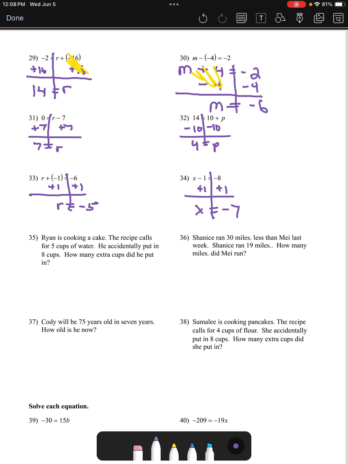Yes, there are word problems. They are not to be afraid. What we're going to be doing is setting up one-step equations for addition and subtraction and then solving them. So let's take a look at this.